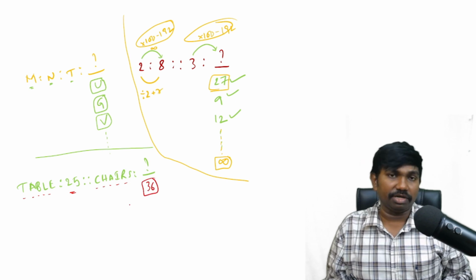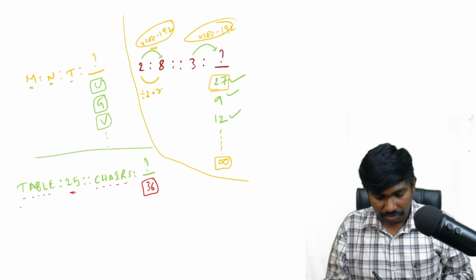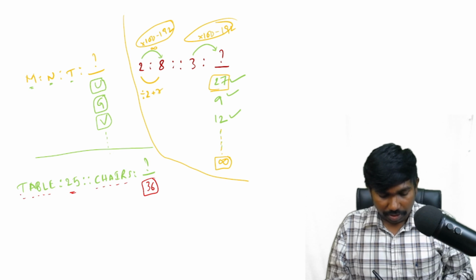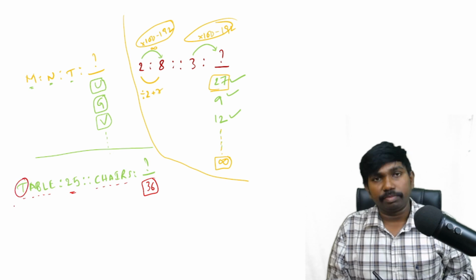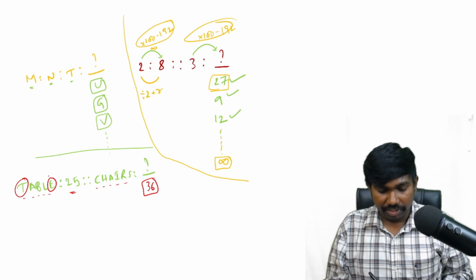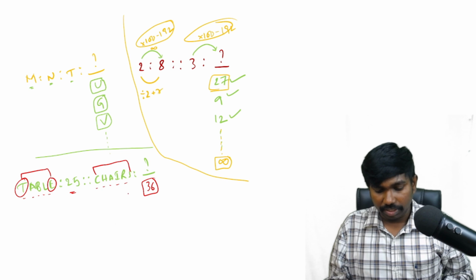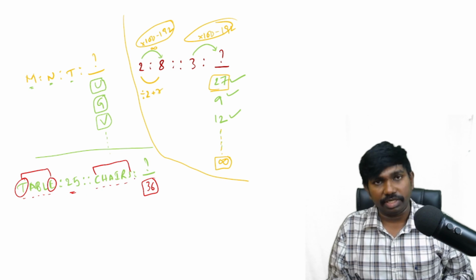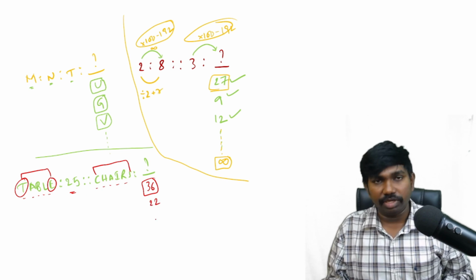What if 36 is not available in the options? Search for some other logic. T is the 20th position letter, and E is the 5th letter. So T plus E, 20 plus 5, is 25. In the same way, C plus S. C is 3 and S is 19. So 22 can be the answer.